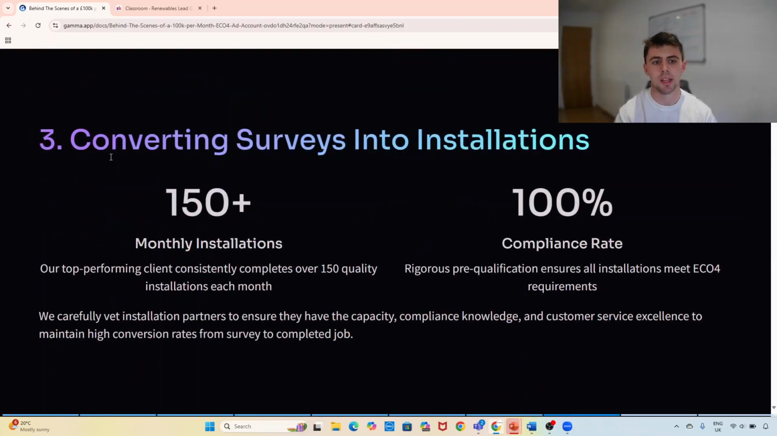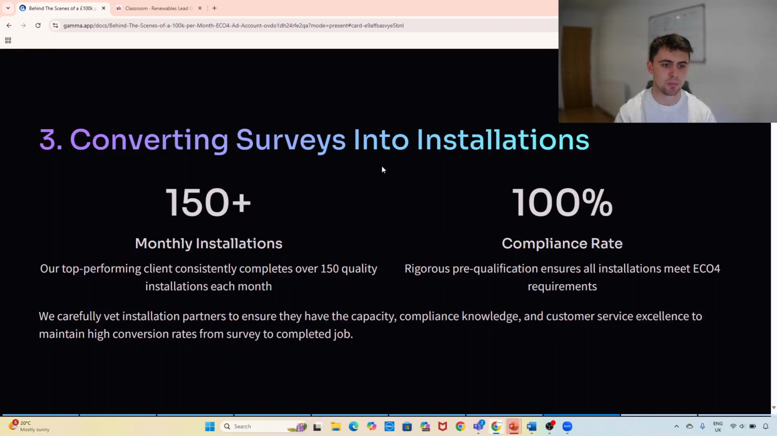Third thing I'll touch upon is the conversion of surveys into installs and how the installers actually handle the leads we pass them. So we carefully vet all the installers we work with to make sure they have the capacity, the experience and the customer service to actually benefit from our paid ads, because we've had it previously. We'll send installers a bunch of leads that qualify. They don't have the internal processes and systems in place, and it ends up just being a massive waste of money through no fault of the advertising campaign or the marketing.